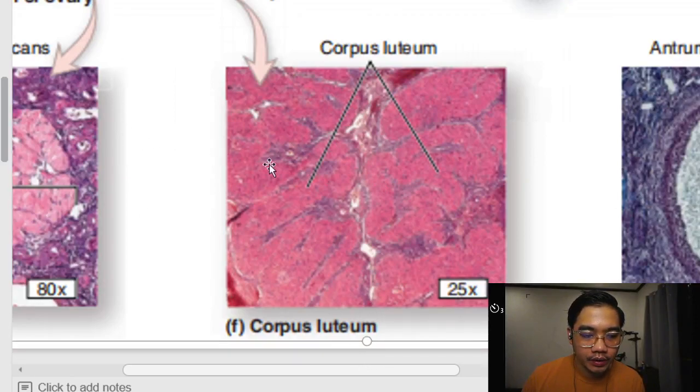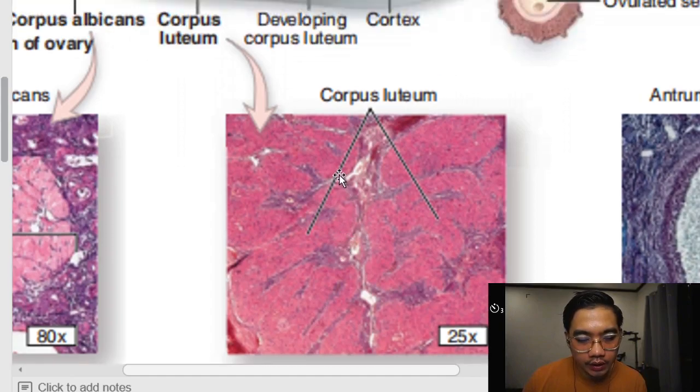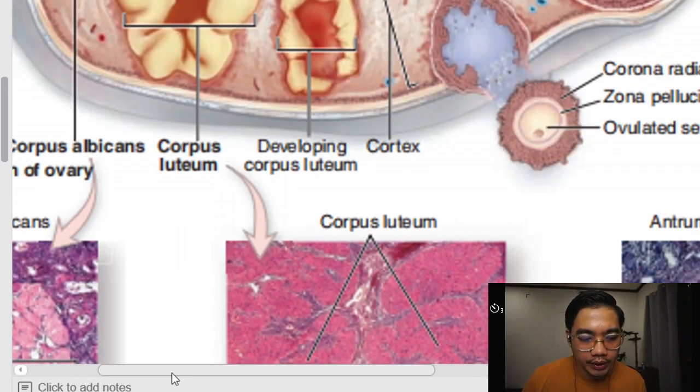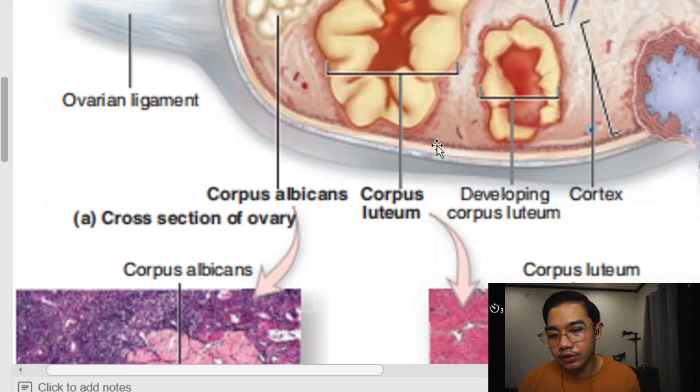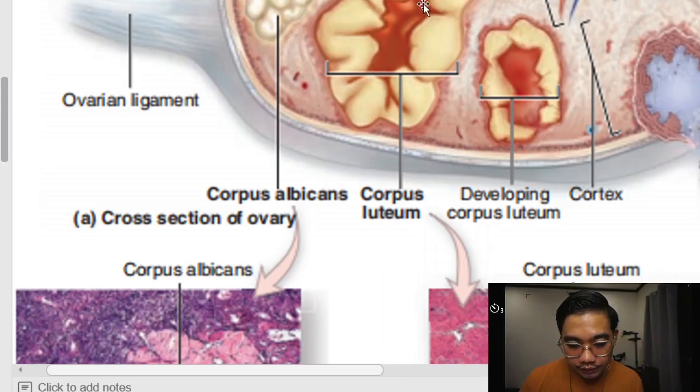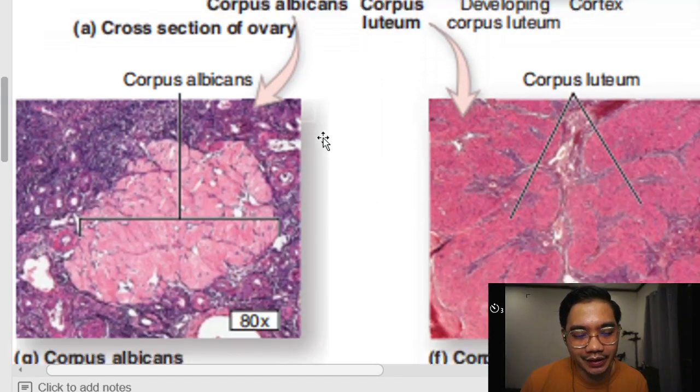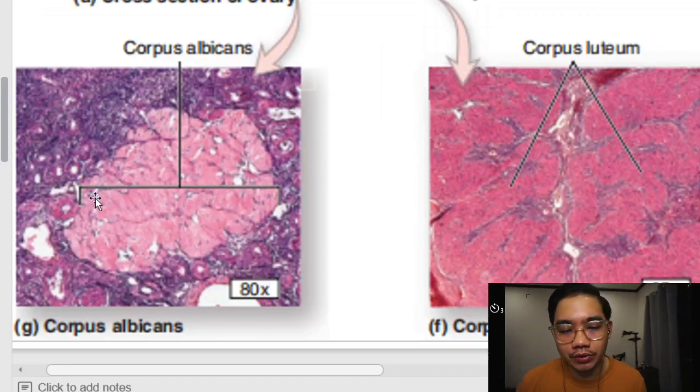And then eventually the action of the corpus luteum will run its course, no? And then it shrinks, and it will now become your corpus albicans, no? Which is called albicans because albicans means white, no? So the white body is just scar tissue. So the corpus albicans no longer has any function, no? It's just there chilling.